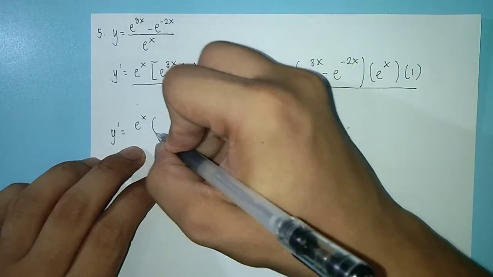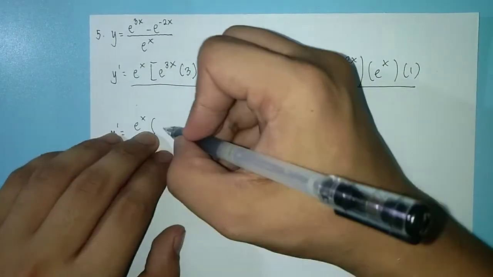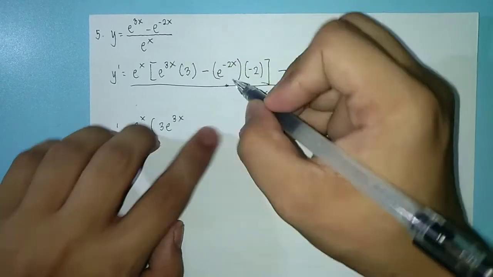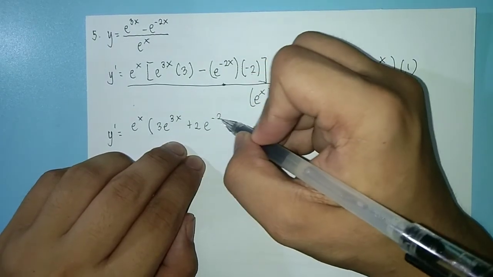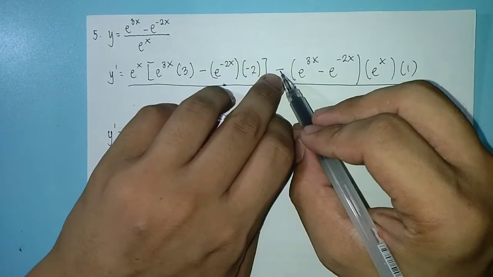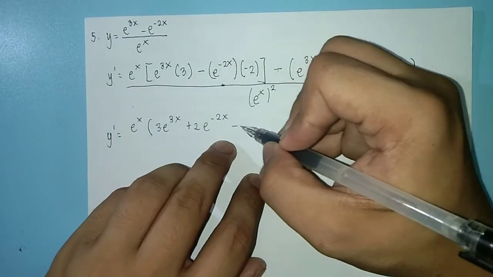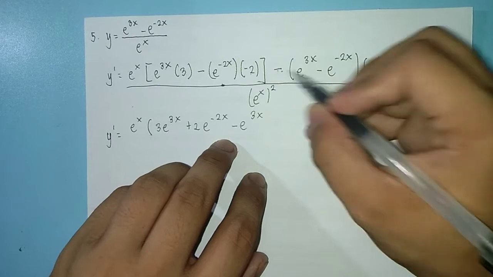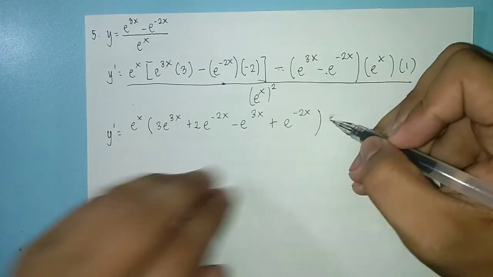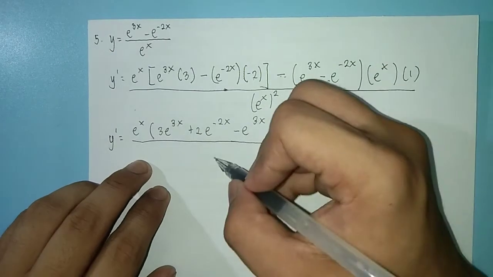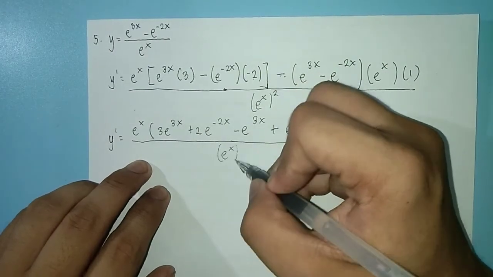So e raised to x times the quantity. Ito ay 3 e raised to 3x. Ito naman ay negative negative, that is positive 2 e raised to negative 2x. Then distribute natin to, that is minus e raised to 3x, negative negative, that is plus e raised to negative 2x, all over e raised to x quantity squared.